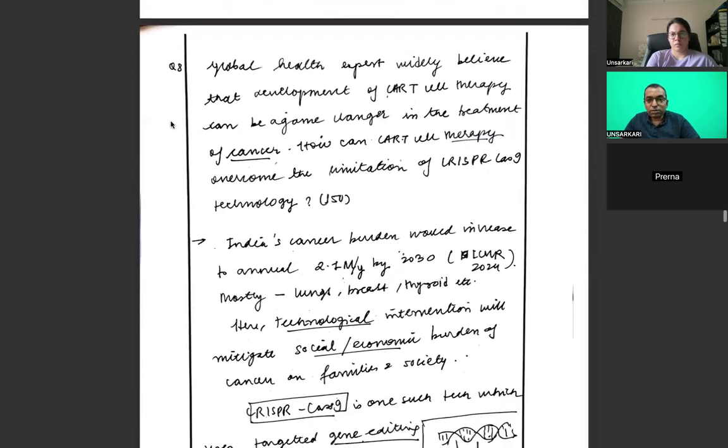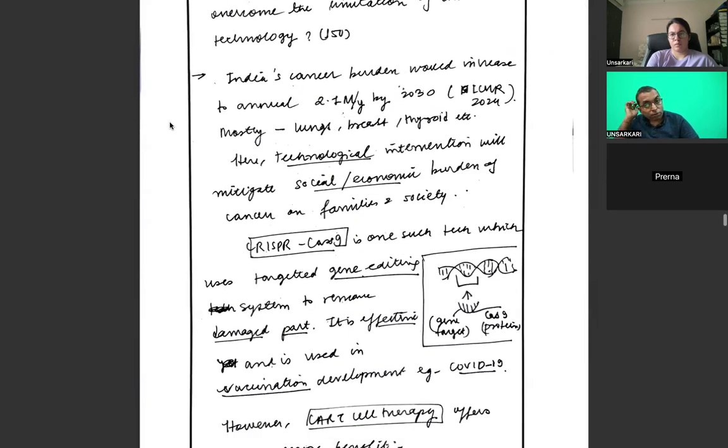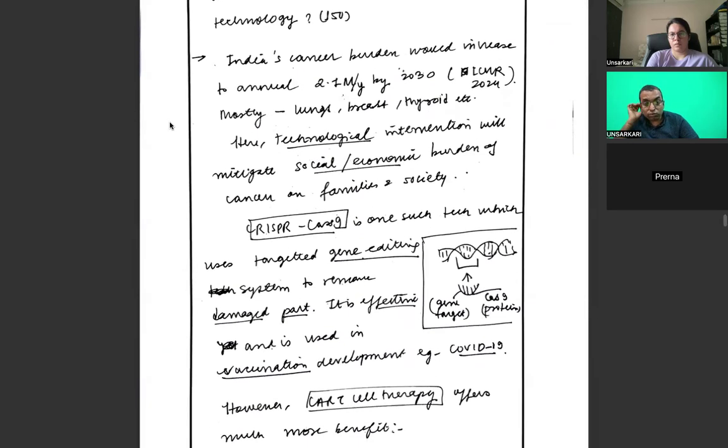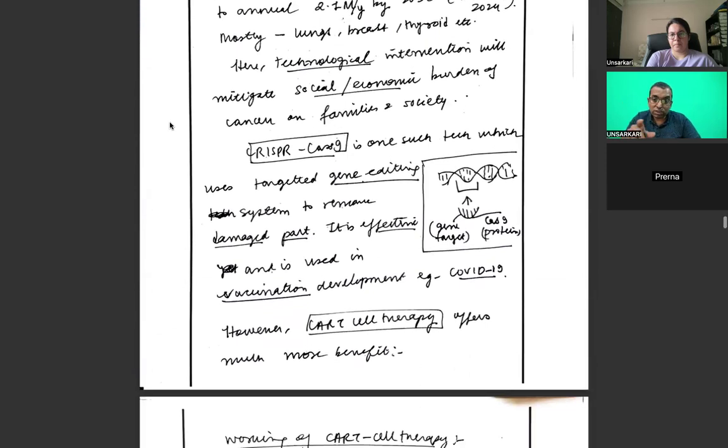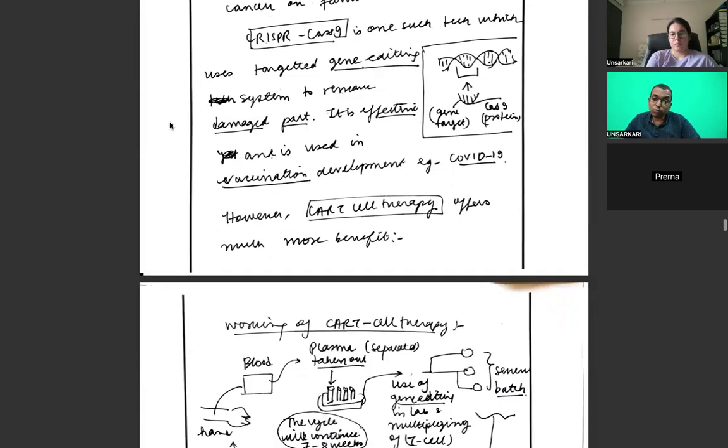Global health experts widely believe in the development of CAR cell therapy. So we are talking about again CAR cell therapy and CRISPR-Cas9. India's cancer burden would increase to 2.1 million per year by 2030, ICMR 2024. Technological intervention, CRISPR-Cas9, one such technology, targeted gene editing. It has shown the targeted gene, Cas9 protein, so half marks more. It is effective and used in vaccination development. It's a good point. CAR cell therapy.